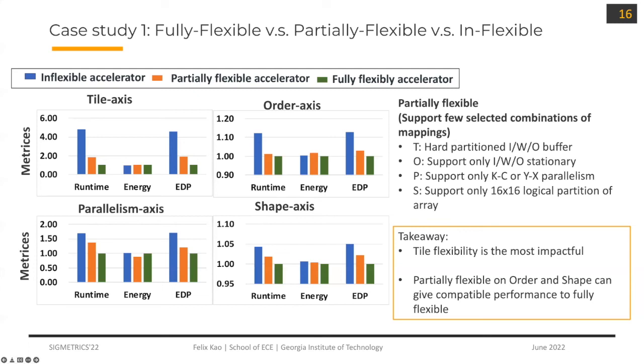Also, from these two graphs, we can see that the orange bar and the green bar are very close to each other. So partially flexible, the orange bar on order axis and shape axis, can give comparable performance to fully flexible, the green bar.